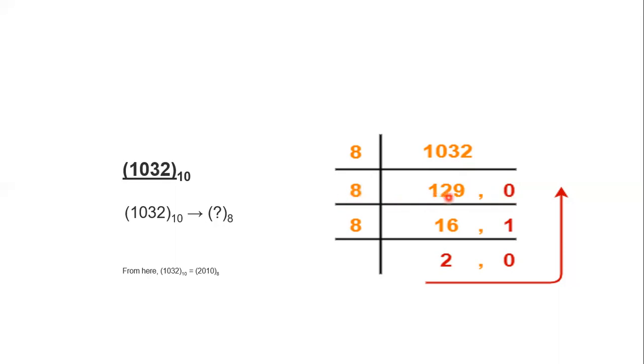Then again 129 divided by 8. 1 8 is 8, therefore remainder 4, then 49. 6 8s are 48, so remainder 1, you put the remainder here. Then 16 divided by 8, 2 8s are 16, therefore remainder is 0, you put the remainder here. Then from bottom to top, 2010, right? Therefore 2010 is the octal equivalent.